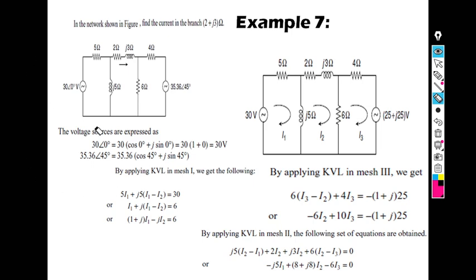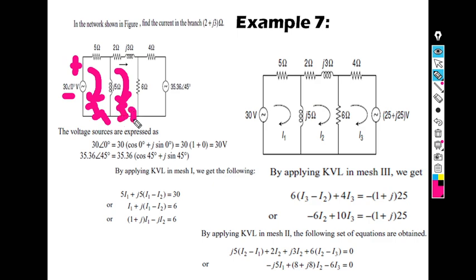So it is written, you can see, 30 angle 0, 30 cos 0 plus j sin 0, 30 volt, and 35.36 angle 45 degree. How to find 25 plus j25, it is written here, right? You can copy from here. Now how to find out? So I am taking here plus, and here minus. Same, I am taking here I1, and here I2.